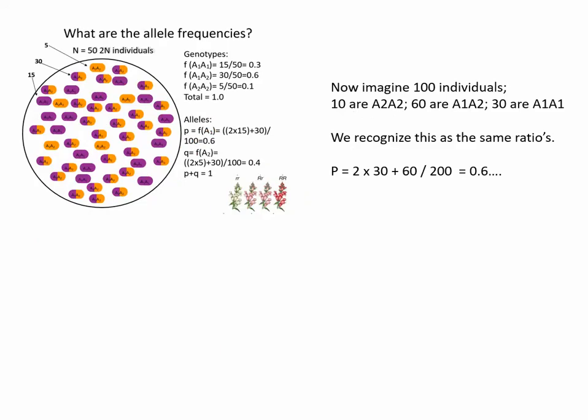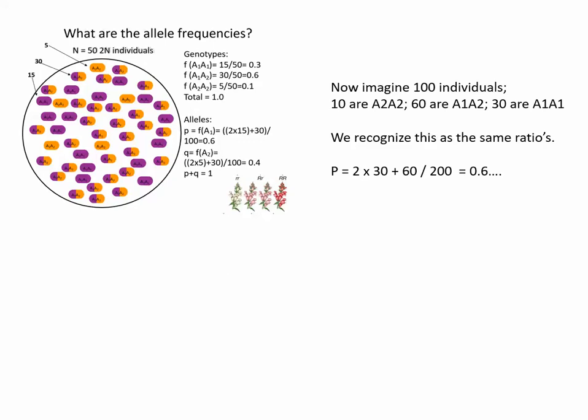So I've shrunk that example down. Now imagine that you have 100 individuals, and we're going to use the same proportion. So 10 of them are A2A2, 60 of them are A1A2, and 30 of them are A1A1. We recognize these as the same ratios, so we can do the same thing.